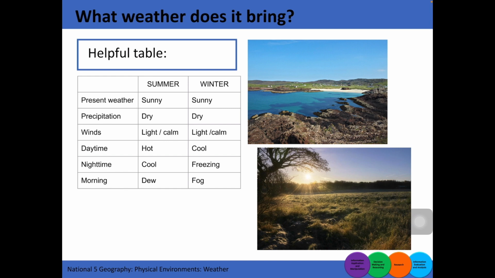So I would recommend writing down this little table and keeping it somewhere and making reference to it, and it'll make more sense when we give you the sample answers on the next slide.